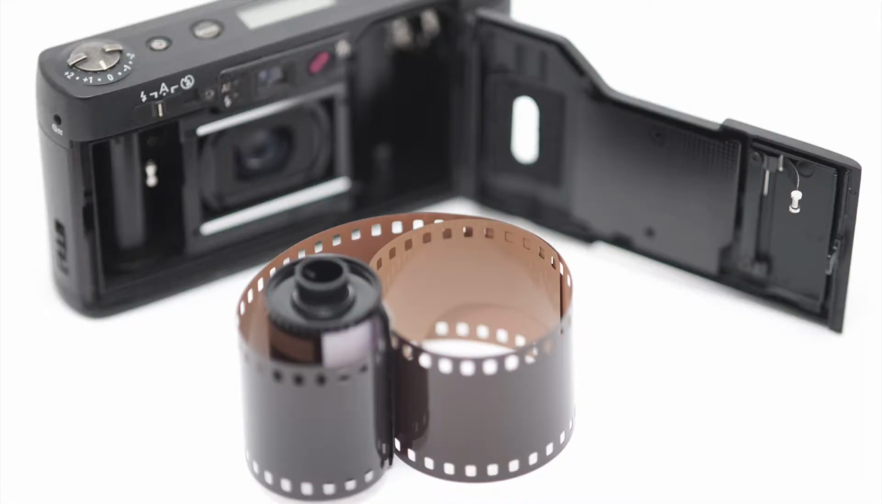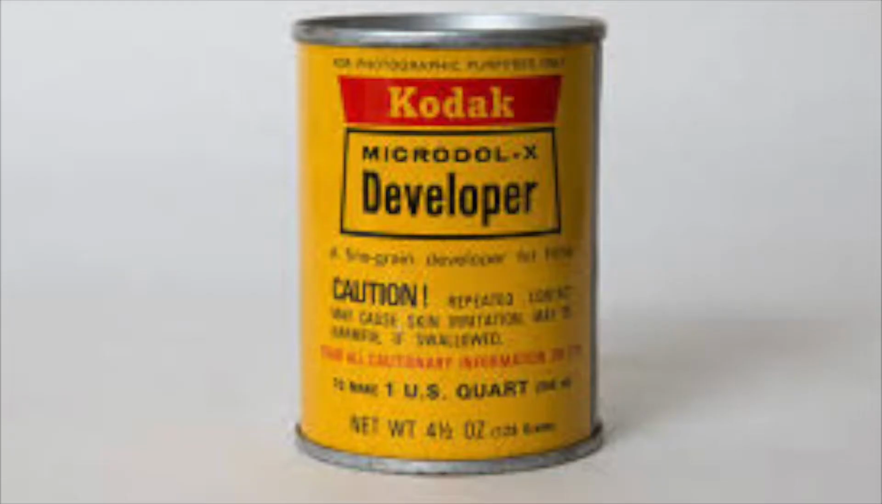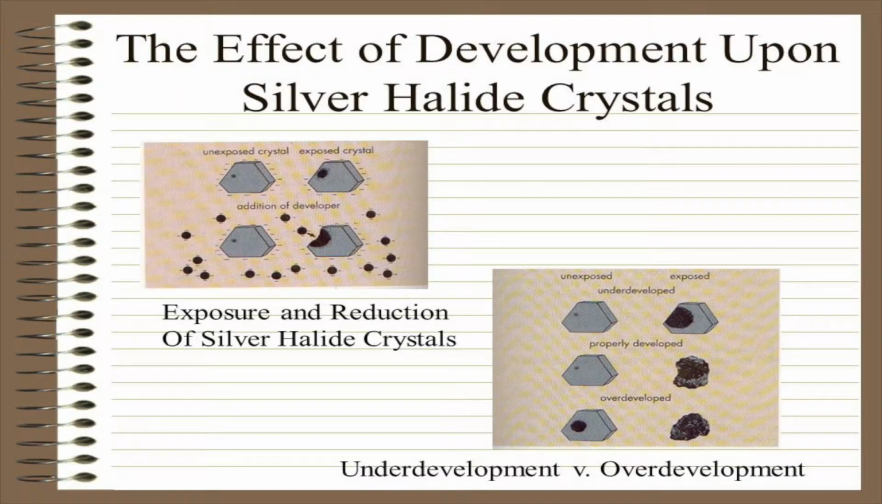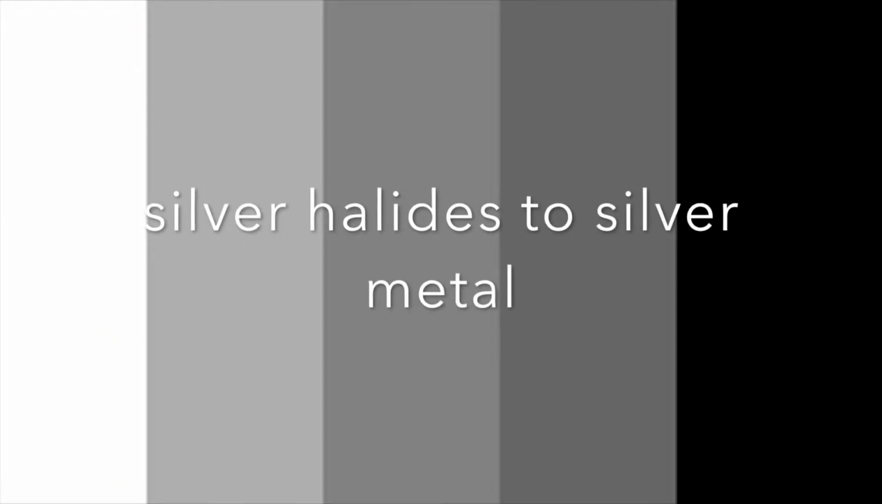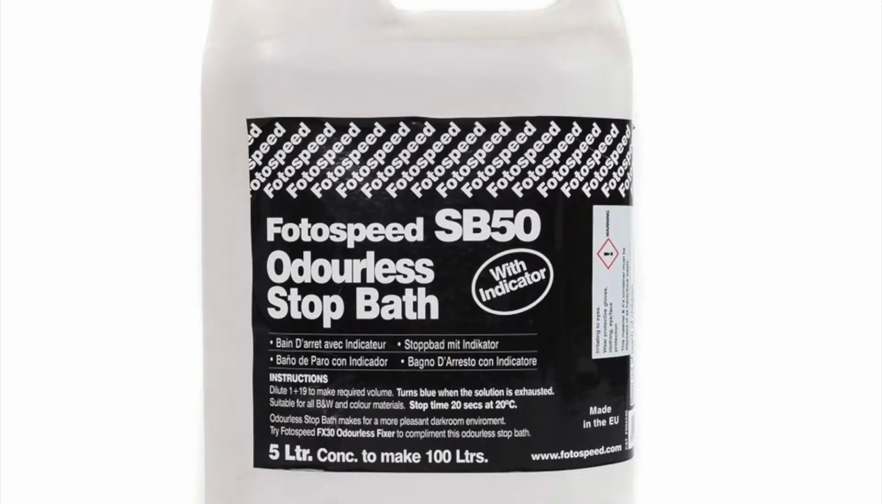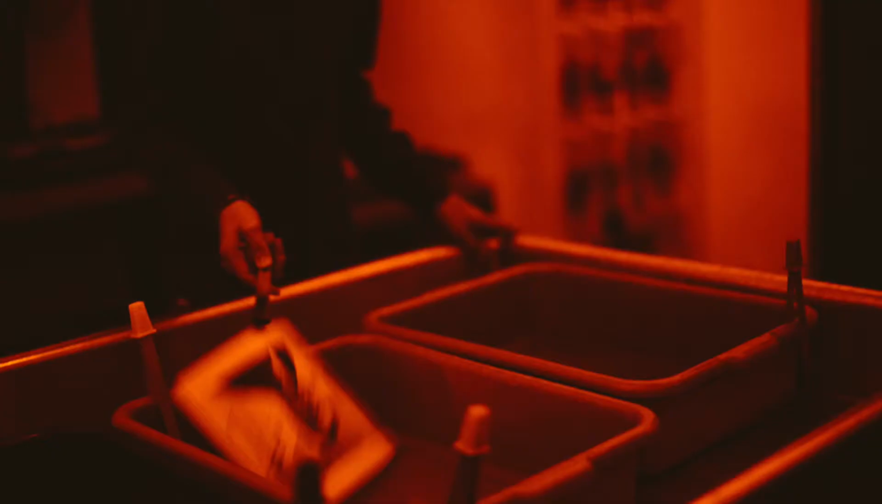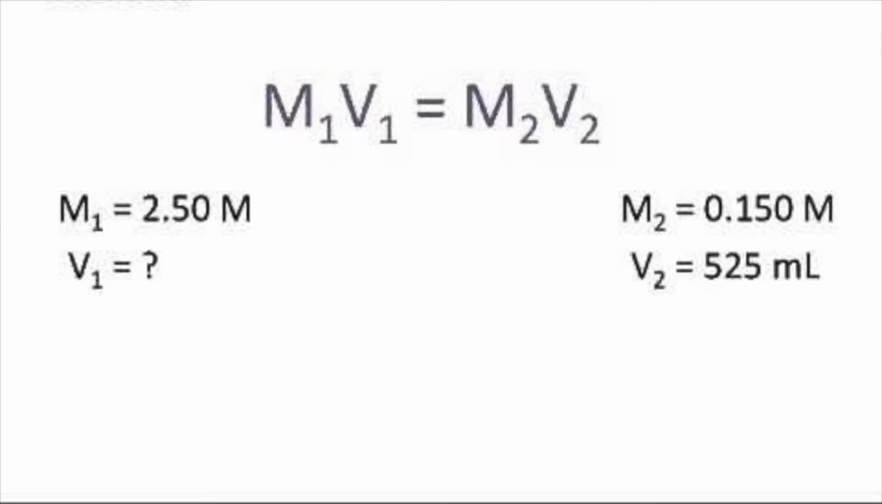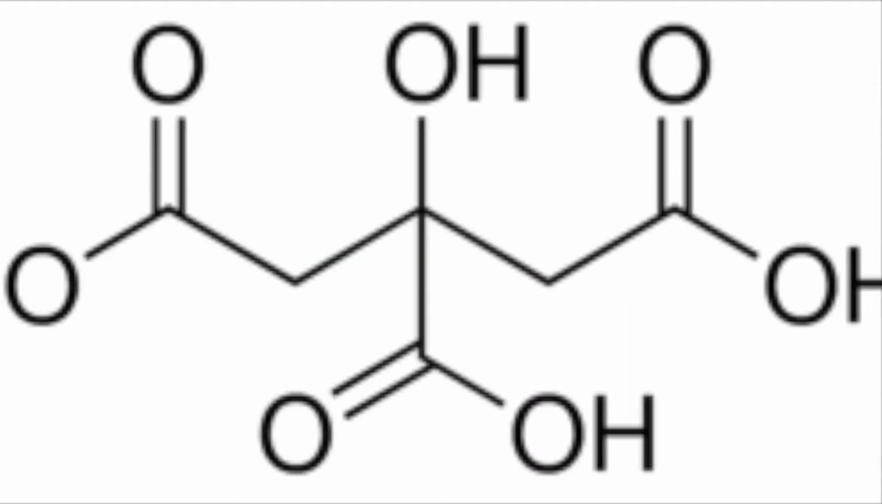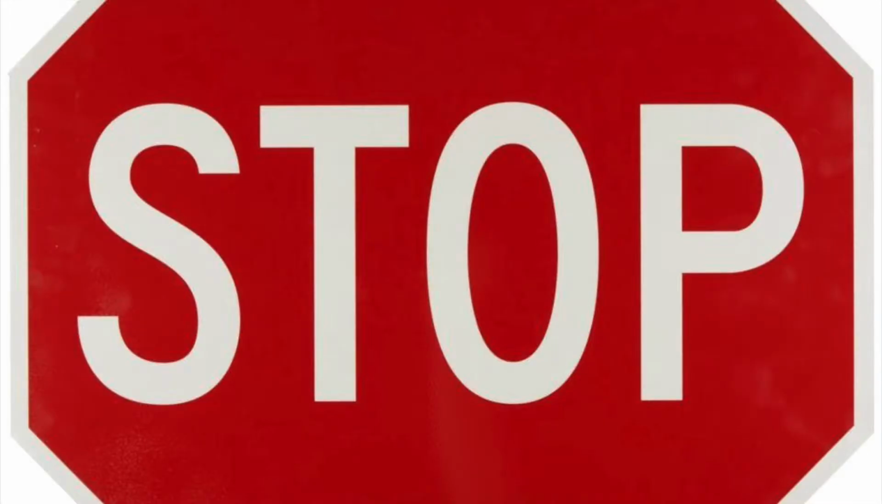developed. The film is then placed into the developer, which is made up of one or two chemicals. The developer reduces the silver halides, which have a pale color, into silver metal, which is black when it is a fine particle. The film is then placed into a stop bath, which is typically made up of a diluted solution of acetic or citric acid. This stops the actions of the developer.